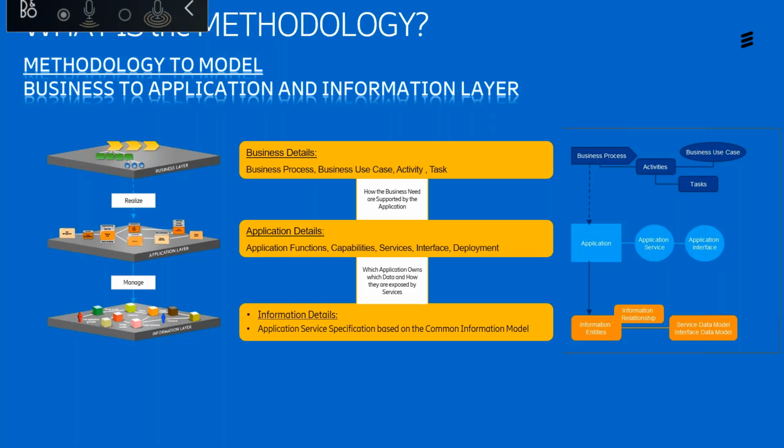The next, which application manages which information, because all the applications are mainly trying to manage some pieces of information. So we clearly segregate which information is owned by which application, and also we try to do service specifications and everything that is required for this application, so that we can generate some JSON structures.